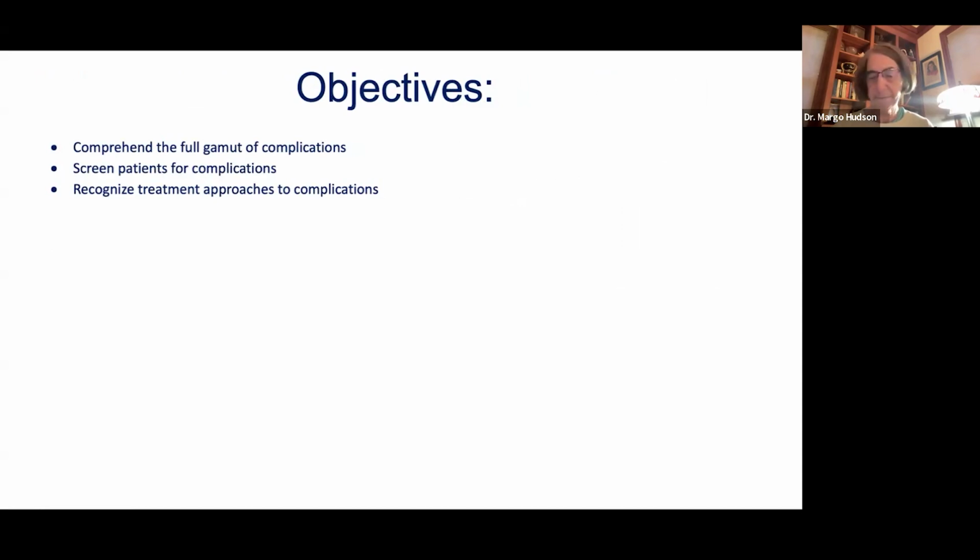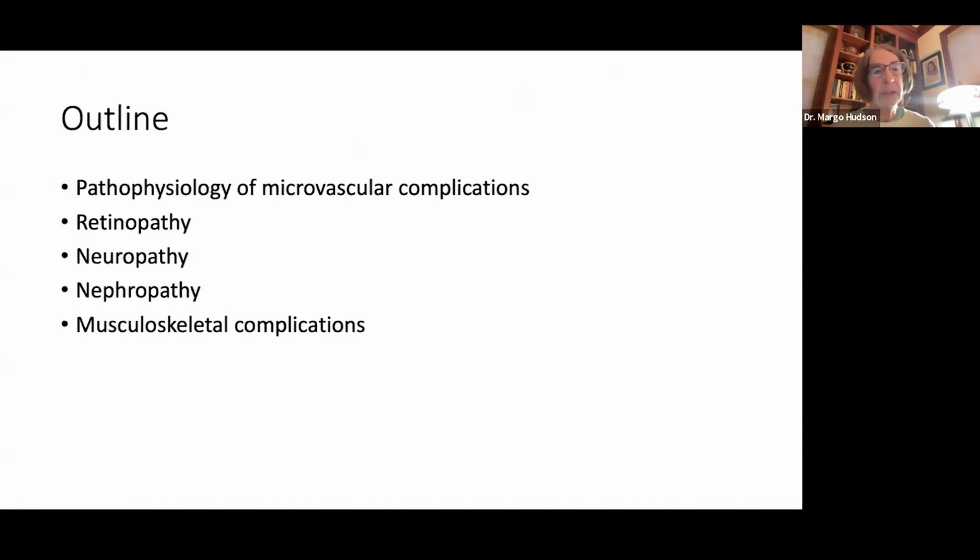the complications. So we're going to start first with a little bit about the pathophysiology of the microvascular complications, what's understood at this point. Then I'll go into specifics on retinopathy, neuropathy, and nephropathy. And I'll end up with a topic that I think you probably don't know that much about, and that is the musculoskeletal complications. And we're just really at the beginning of understanding how diabetes affects the musculoskeletal system.